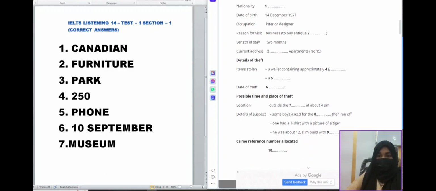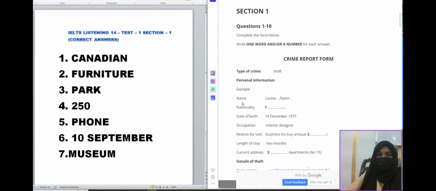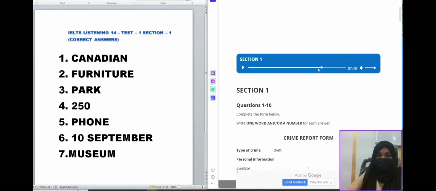Some boys asked the time. What did she say? Some boys asked for something and ran off. It means they asked for what? Time.